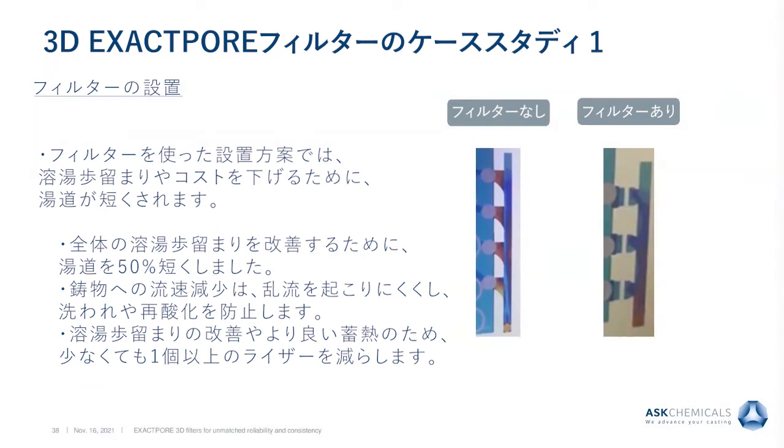The gating system for these castings with the filters was shortened to improve yield and better cost justify the filter. The gating system was reduced by 50% to improve the yield. Using MAGMA, a velocity reduction into the casting allowed for less turbulence and reduced the potential for any erosion or reoxidation. And due to the yield improvement and better thermal fill, 1 less riser would be required to feed the casting.